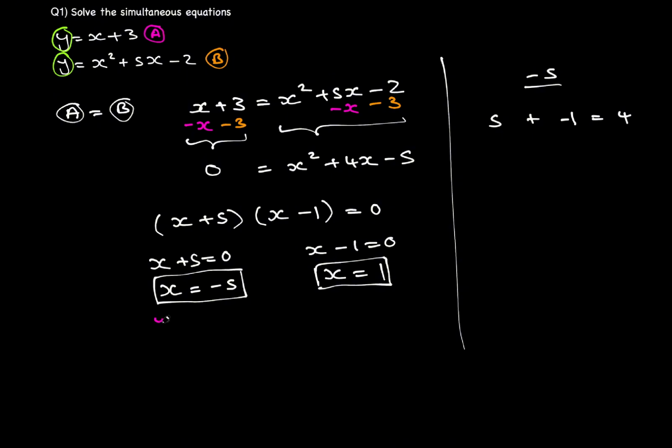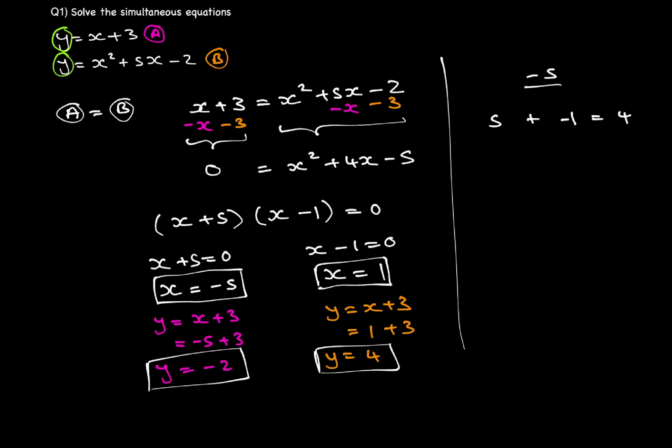So for my first solution, y is equal to x plus 3. Therefore, it's negative 5 plus 3. Y must equal negative 2. For my second solution, when x is equal to 1, y is equal to x plus 3. Y is equal to 1 plus 3 then. Therefore, my second solution of y is equal to positive 4.